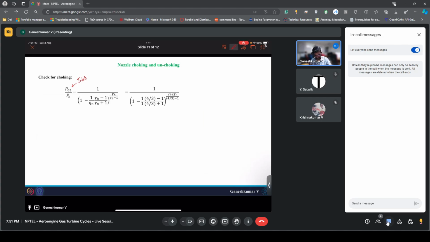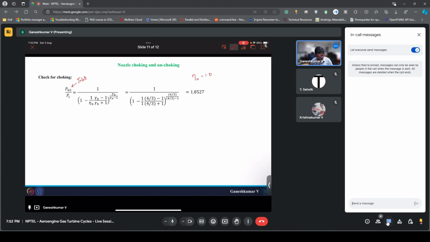P05, yeah, so if you substitute the gamma, since we don't know the nozzle efficiency, we can take it as 1 here, because it's not given in the question. If it is not given, you can take it as 1. And if you find this P05 by Pc, if you do this calculation, then what you will have is P05 by Pc is 1.8527.